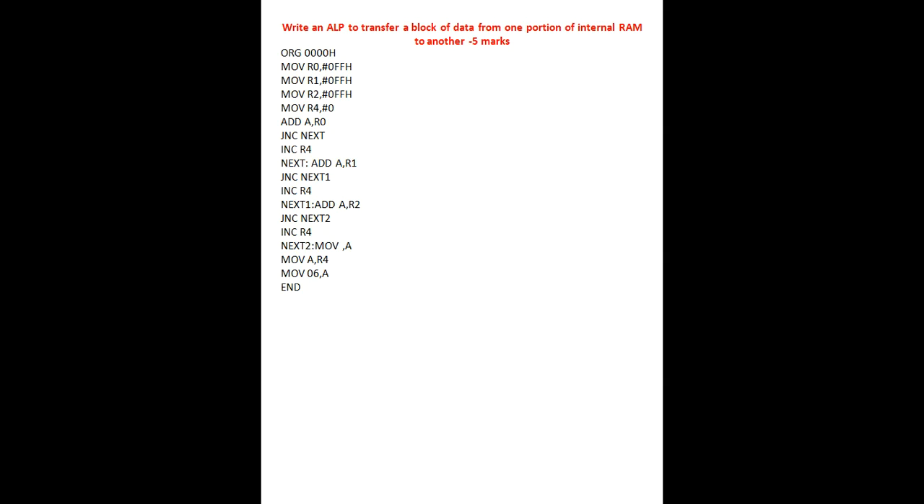After that you have to add using ADD A, R0. JNC next means if there is no carry, it is going to next ADD A, R1, the content of R1, and if there is a carry, it increments R4. Again, it continues till the addition of all 3 numbers, and that is going to be stored into the internal RAM 06. Okay, this is the program for write an ALP to transfer a block of data from one portion of internal RAM to another.